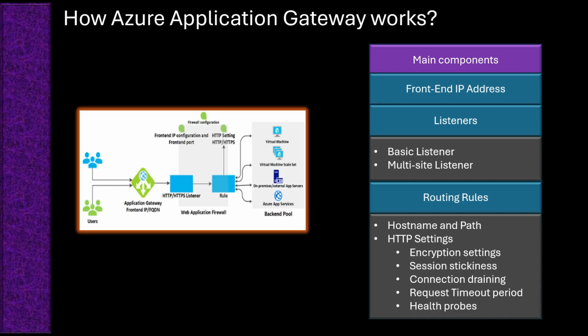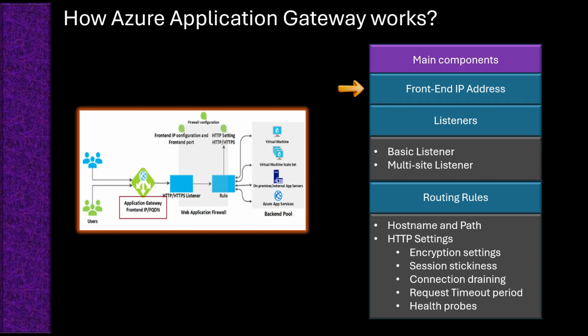Let's understand various components of Azure Application Gateway and how it works. Azure Application Gateway operates through a series of key components that work together to handle incoming traffic, route it securely, and load balance it across a group of web servers. Let's discuss various main components and its role.